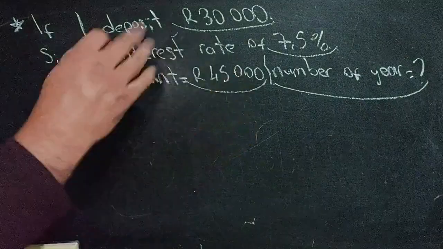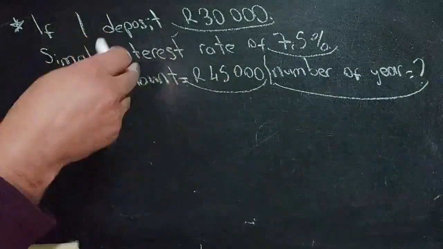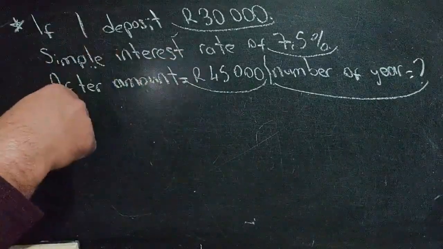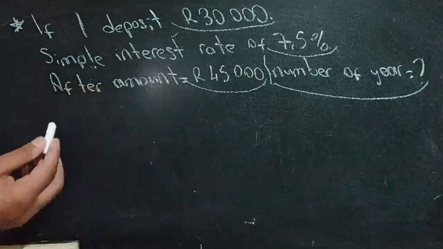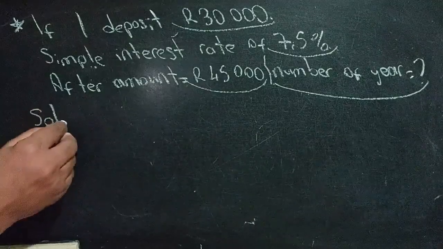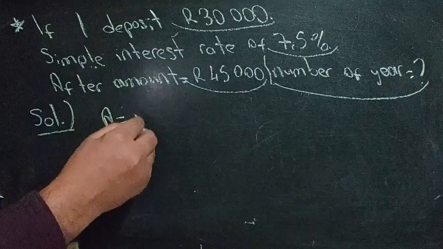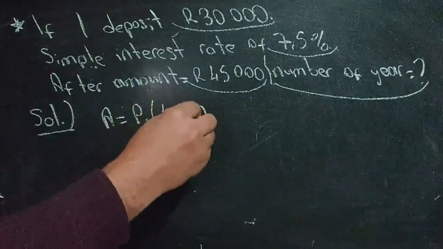By the way, for those questions I prefer to use the formula. You can use the second method, is okay, but I prefer to use the formula. I'm going to use the formula for this one too. I won't solve by the second solution. Right now, solution is going to be that after amount equals to previous times 1 plus I times n.